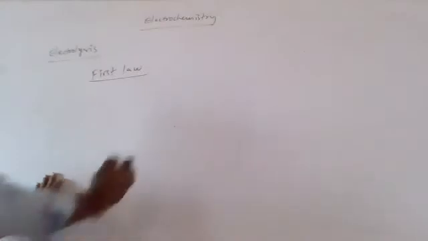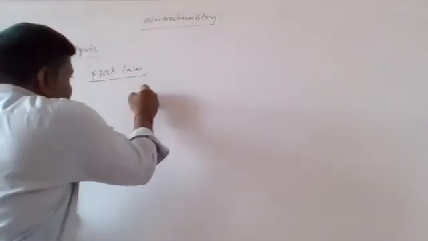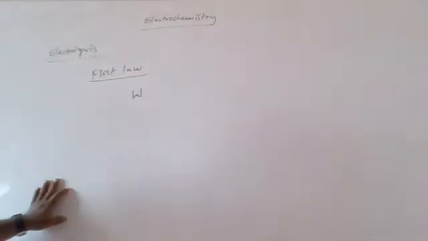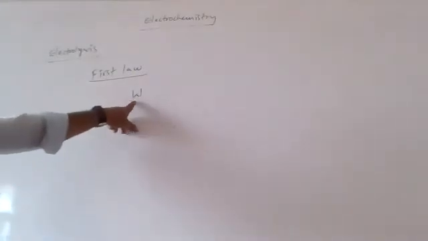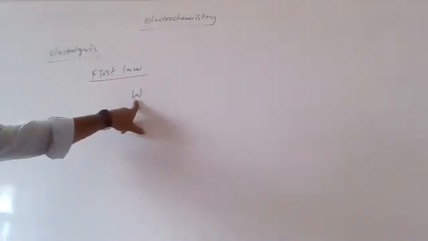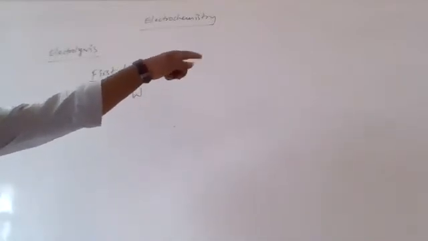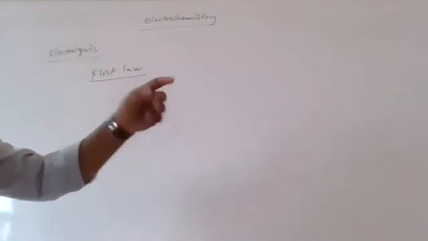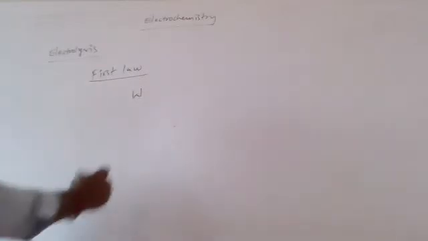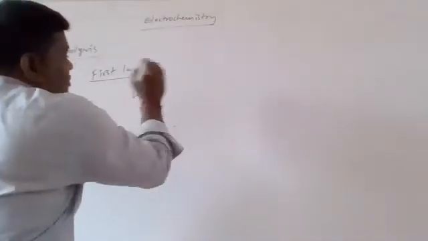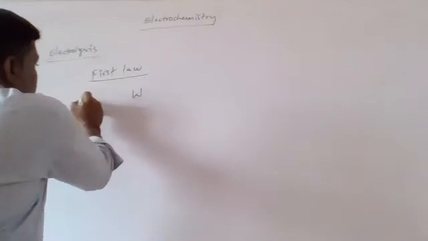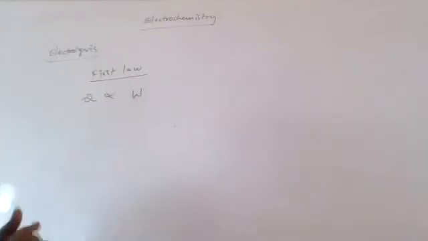So weight of the product is indicated with capital W. W is indicated by what? This W is equal to the weight of the product or quantity of the product. Quantity of the product is directly proportional to the passing electricity, means the quantity of electricity. Here quantity of electricity is indicated with Q. Means Q is directly proportional to W.